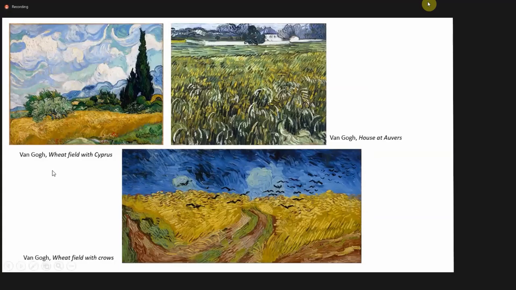These paintings again, wheat field with cypress, wheat field with crows. Again, the outdoor scenes that he has captured. House at Auvers. Can you see the light patches? Small brush strokes. You can see the change from the previous art into something new. So he is a change-making artist.